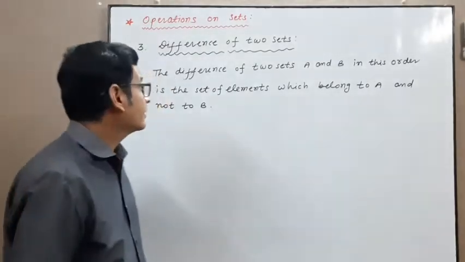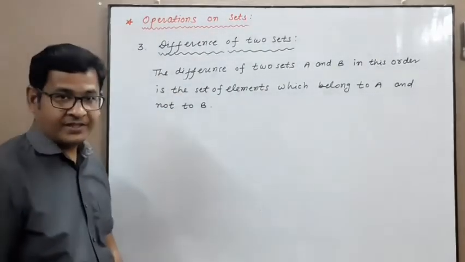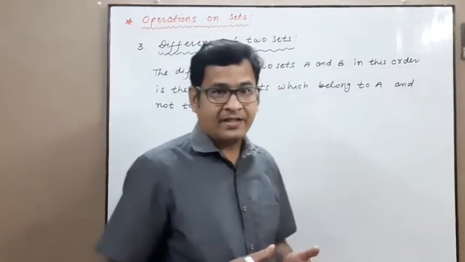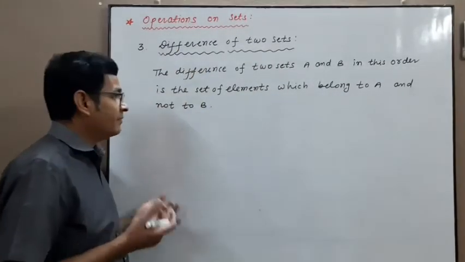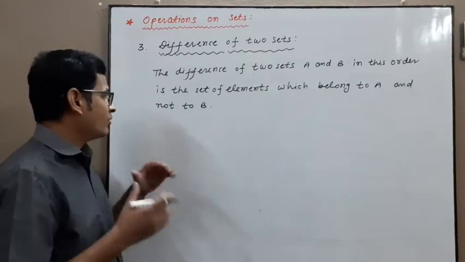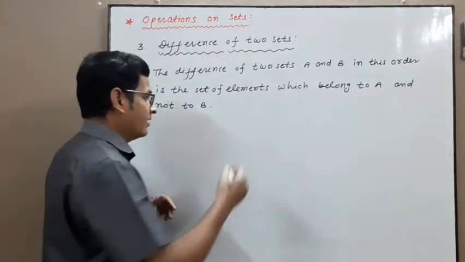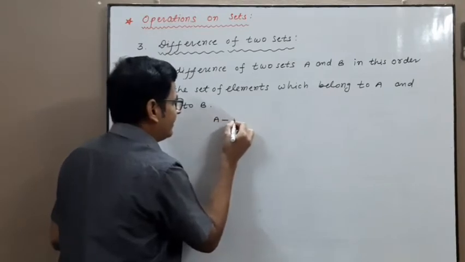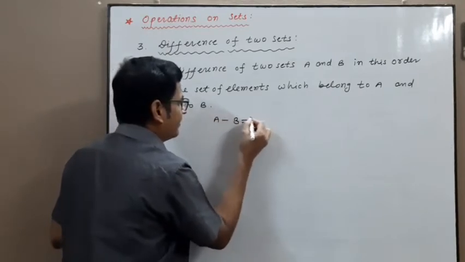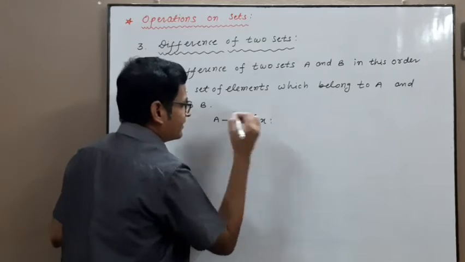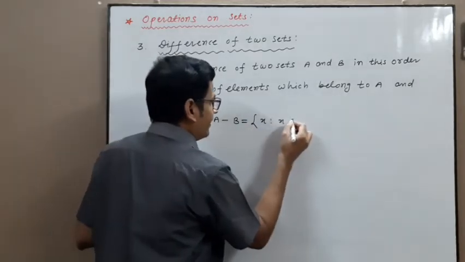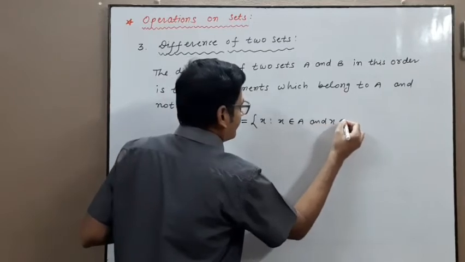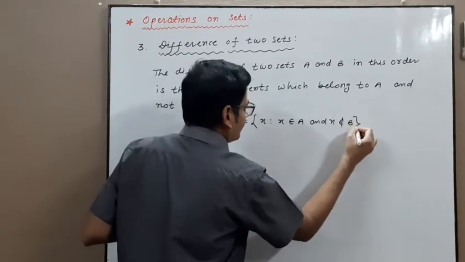Next operation, difference of two sets. The difference of two sets A and B in this order is the set of all those elements which belong to A and not to B. Mathematically we write A minus B is the set of elements X such that X belongs to A and X does not belong to B.